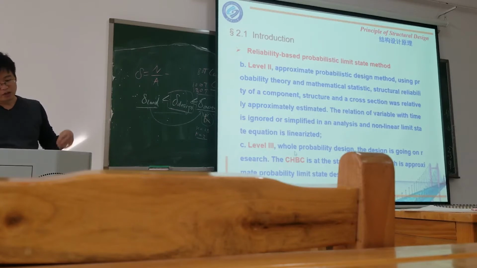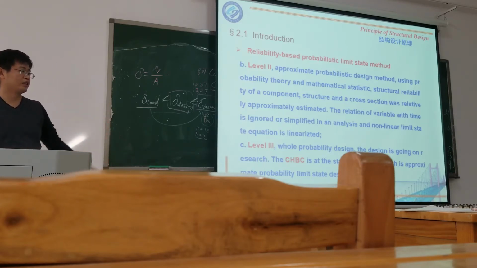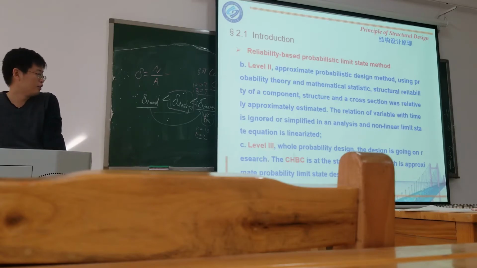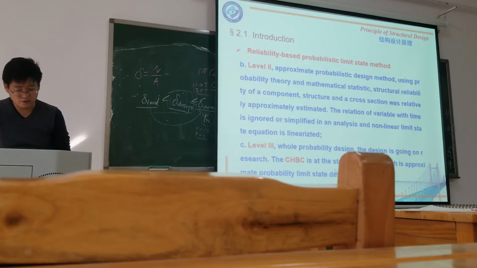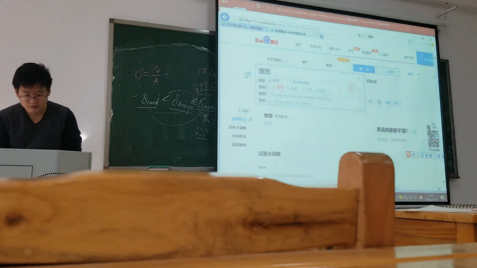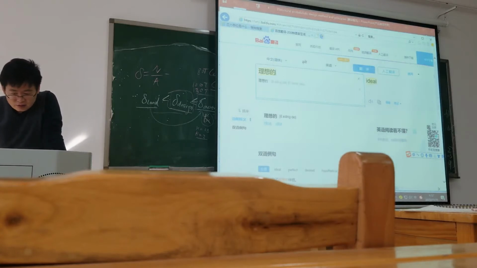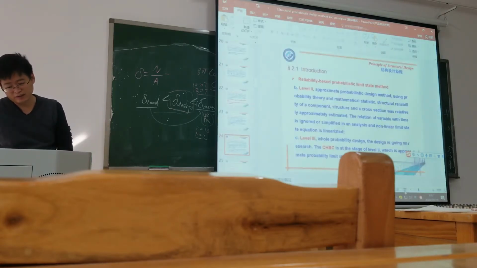The third level is the full probability design. This is still going on in research. Actually, this level is the ideal level. It's very hard, and till now it has not been put into use. It's just a theory, just an ideal thing, an ideal method.